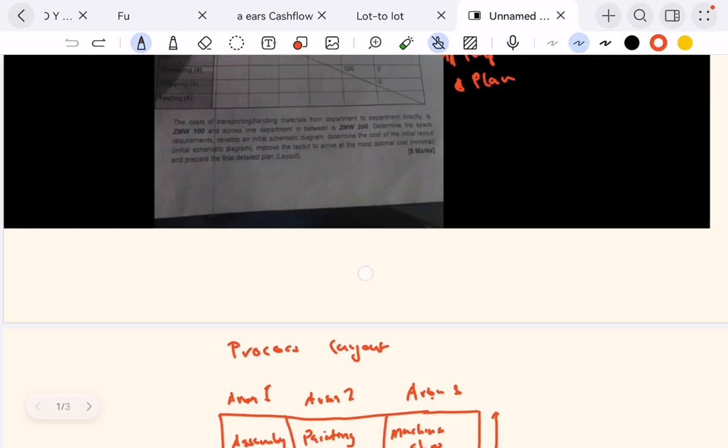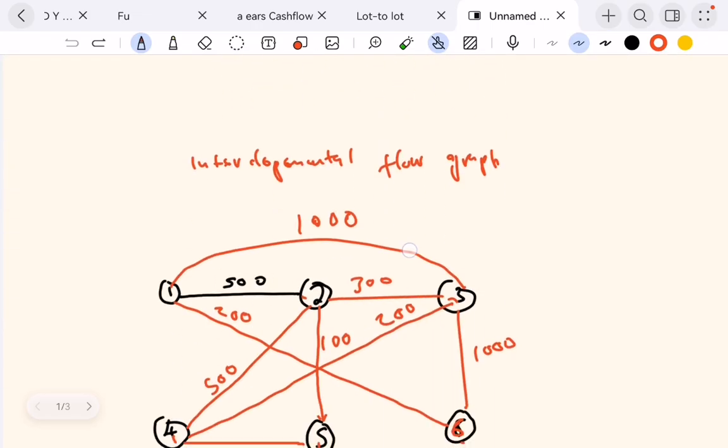You see that? Madam Jess? Yes, I can see that. So what that means is that from 1 to 2, it's 500. That's what we're going to put there at 500. You see that?